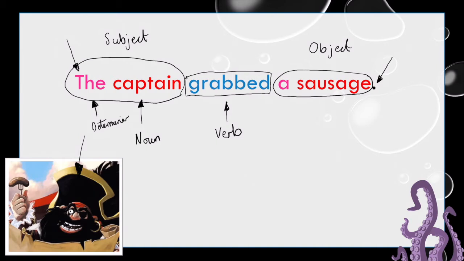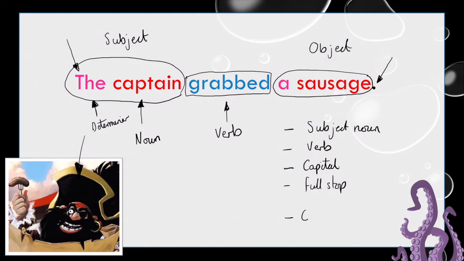So to make our sentence a sentence, it needs to have a subject. It needs to have a verb. Now that on its own would make it a clause, but to make it an actual sentence, it needs a capital and it needs a full stop. In this case, it has also got an object, noun.